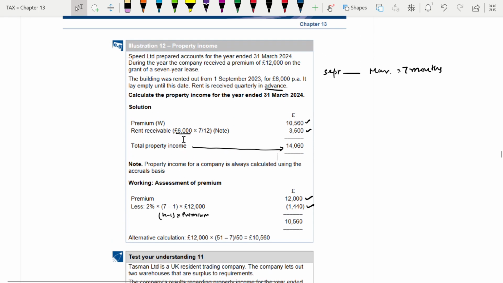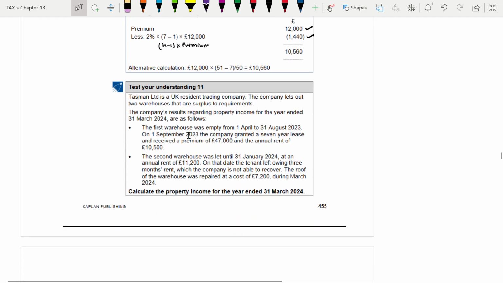Is it okay? Yes, sir. Next. Here we are talking about property income. Calculate: Gasman has a UK resident trading company. The company let out 2 warehouses. The company results regarding property income for the year ended are as follows.